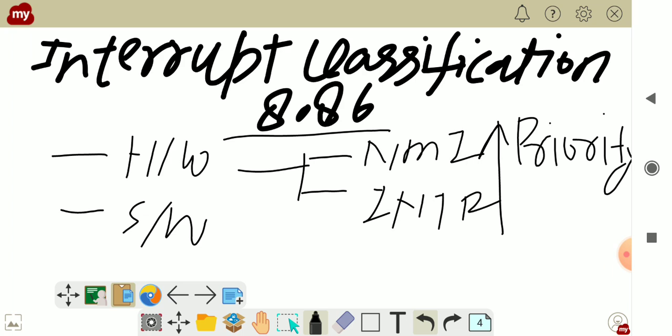The second interrupt is INTR, interrupt request, which has lower priority compared to the NMI interrupt and is dependent on the interrupt enable flip-flop. The instruction used in the 8086 microprocessor related to the INTR interrupt is set interrupt flag. If you set this interrupt flag status to 1, the INTR is unmasked. If you reset it, the INTR interrupt pin is masked, so you cannot accept any interrupt request on this pin.